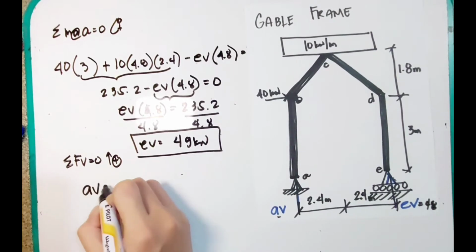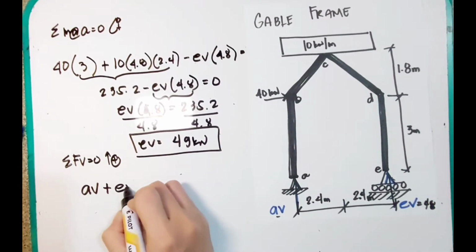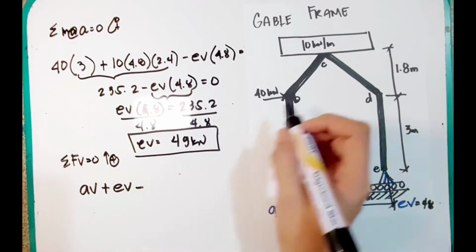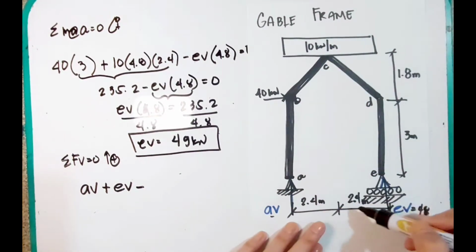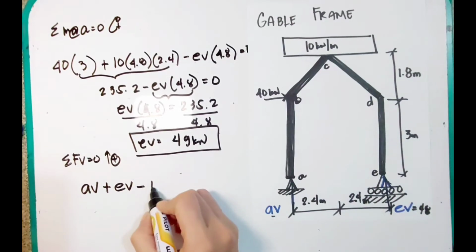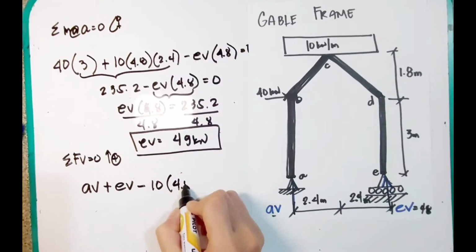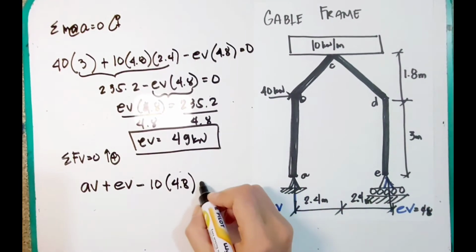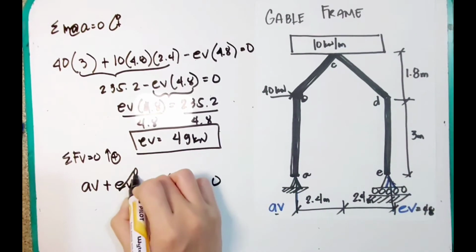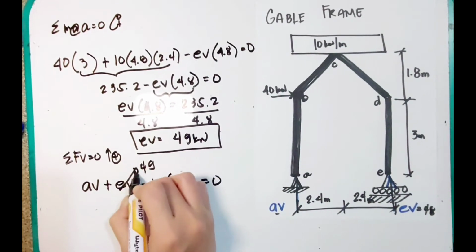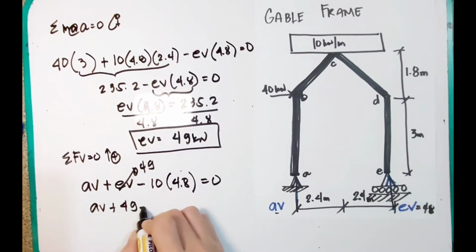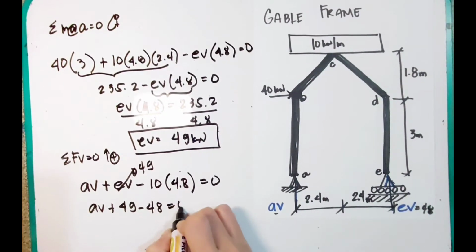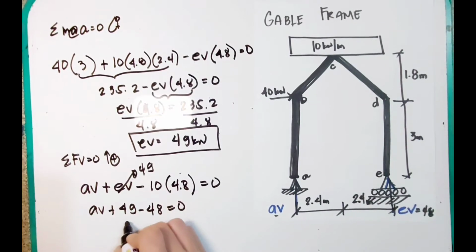So, AV plus EV kasi upward lahat yan. Minus, ito gagawin natin siyang concentrated load. So, 10 times 4.8. So, we have 48. Yan. So, ayusin muna natin. Okay, equal to 0. Where EV is equivalent to 49. So, we have AV plus 49 minus 48 is equal to 0. 49 minus 48 is 1.